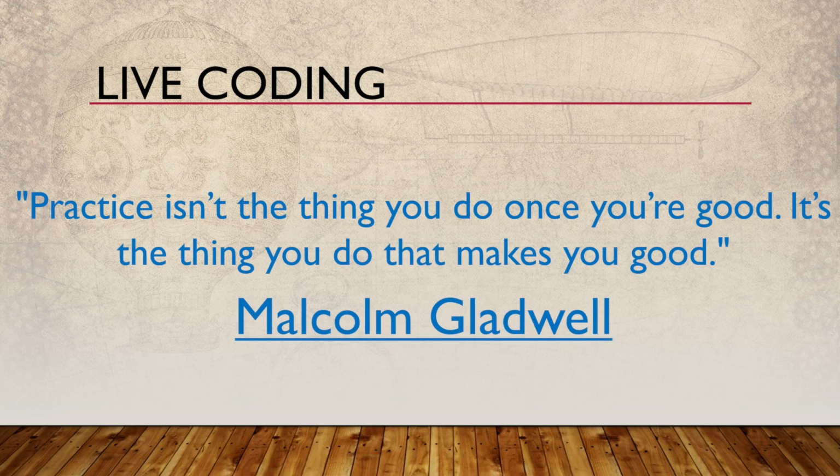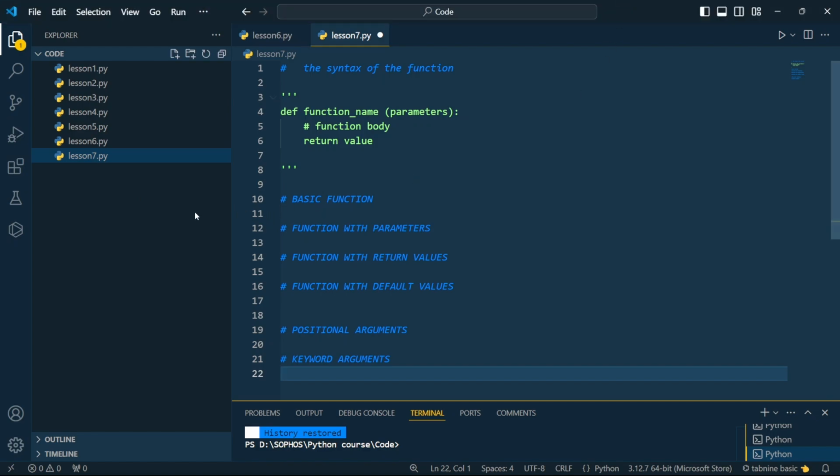Now let's switch over. I am here at the VS Code. As you can see, I've already made a file with the name lesson7.py. I've put some comments: the syntax of the function, how to define a function, basic function, function with parameters, return values, default values, positional arguments, keyword arguments. We're going to learn all of this.